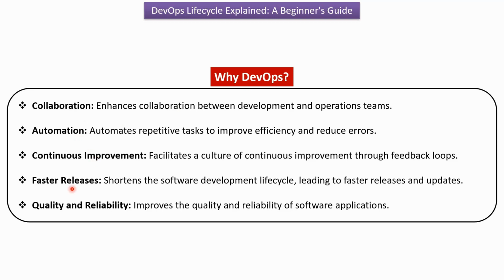The fourth point is faster releases. It shortens the software development lifecycle, leading to faster releases and updates. The fifth point is quality and reliability. It improves the quality and reliability of software applications.